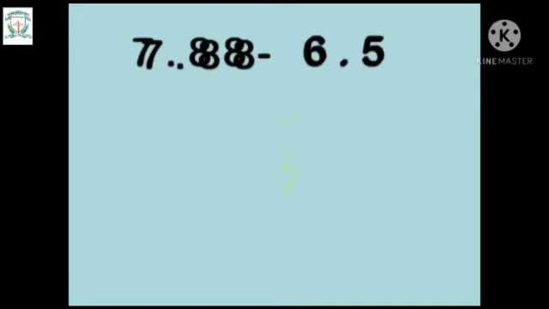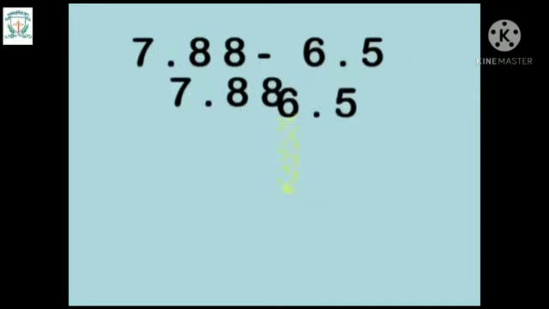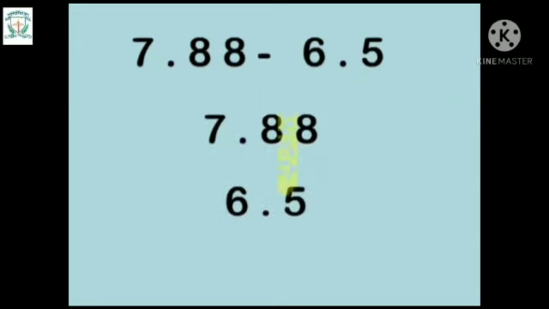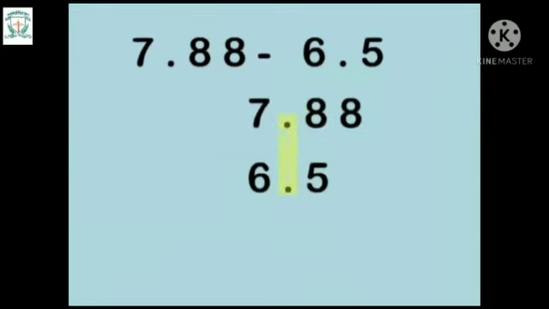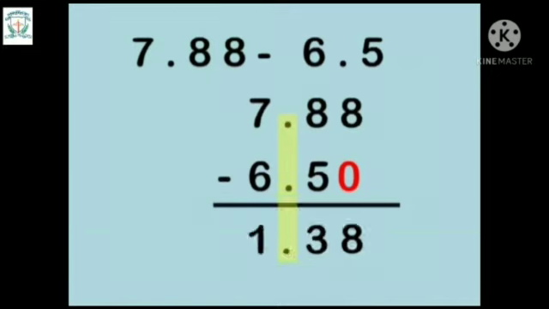Consider 7.88 minus 6.5. Convert into like decimals. 6.5 can be written as 6.50. Now subtract 7.88 minus 6.50, that is equal to 1.38. Hence, the difference of 7.88 and 6.50 is 1.38.